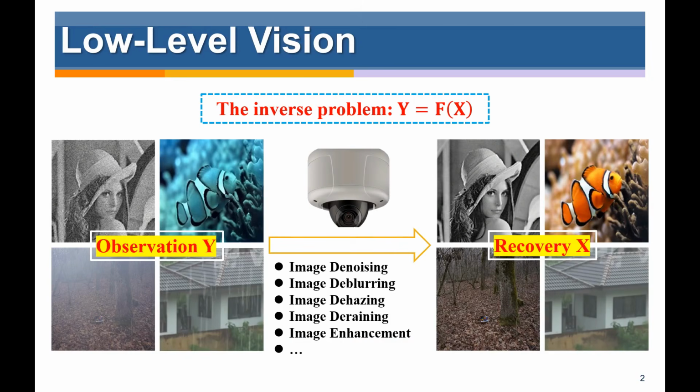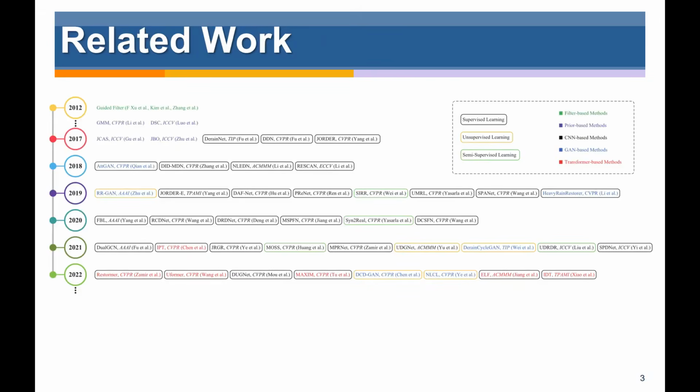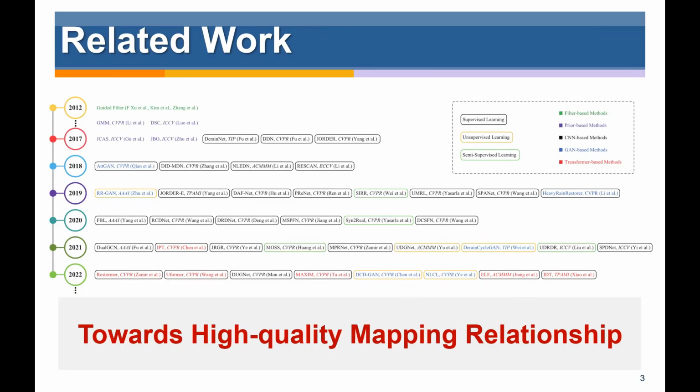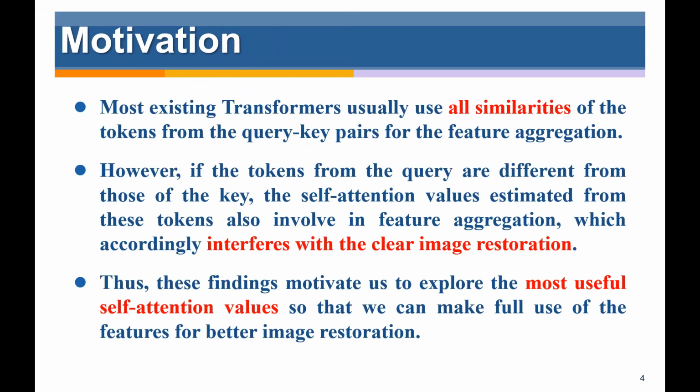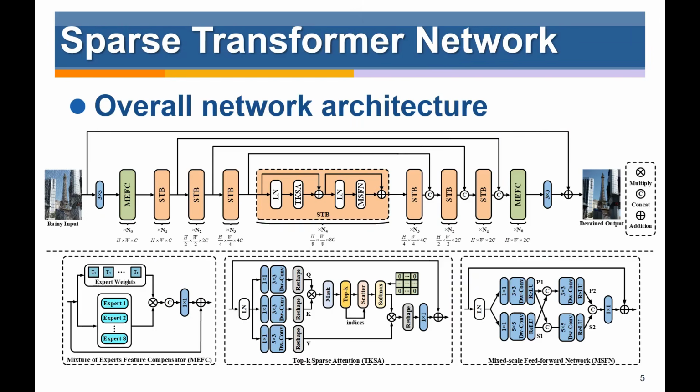Transformer-based methods have achieved significant performance in image deraining as they can model the non-local information which is vital for high-quality image reconstruction. We find that most existing transformers usually use all similarities of the tokens from the query-key pairs for the feature aggregation, which accordingly interferes with the clear image restoration. In this paper, we propose an effective sparse transformer that can adaptively keep the most useful self-attention values for feature aggregation.